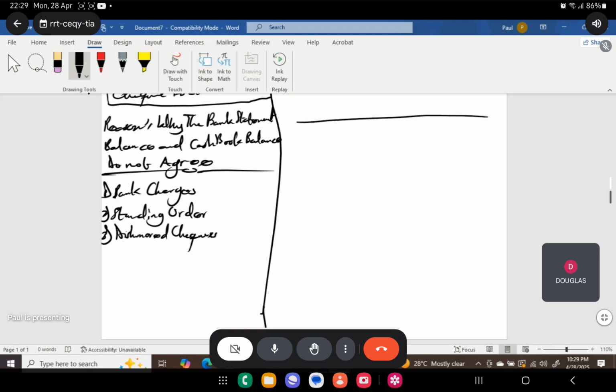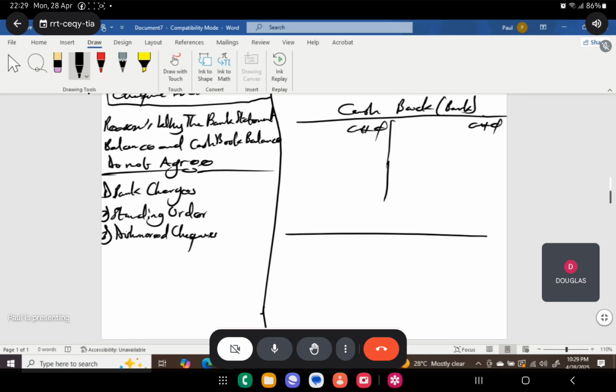Let's assume this is a cash book. Let's say this is the bank column. We are not dealing with cash, we are just dealing with bank. In BRS, we are just dealing with bank, not cash. So this is our cash book and this is our bank statement. This is how a bank statement looks like. I believe you've seen it before. It has debits, credits, and balance.